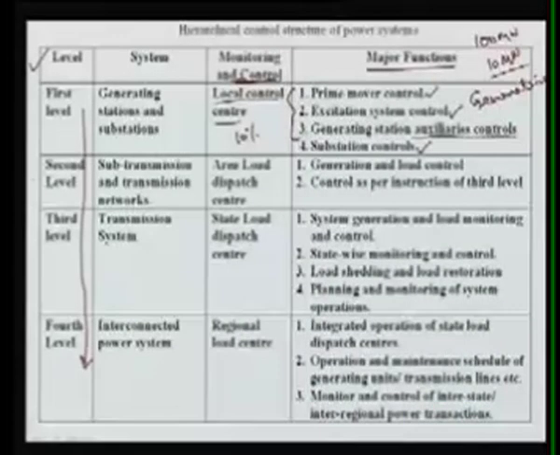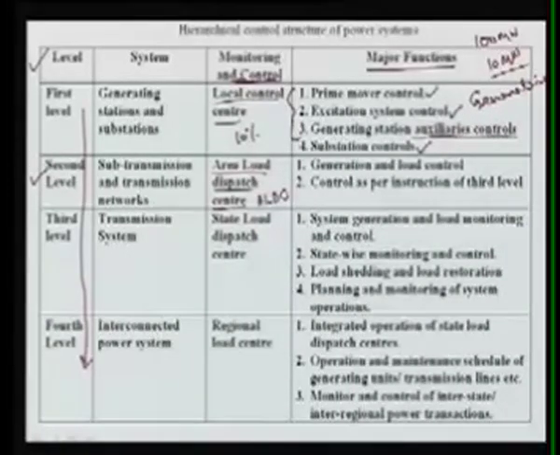Second level control, now let us see. The second level control is related to the area load dispatch centers, normally called ALDC. So the whole state, whole region is divided into several ALDC centers. For example, in UP there were 4 area load dispatch centers, and Panki was one of them. Presently, it is one of them. In the area load dispatch centers we monitor the sub-transmission system and the transmission network. Means we can manage the load.